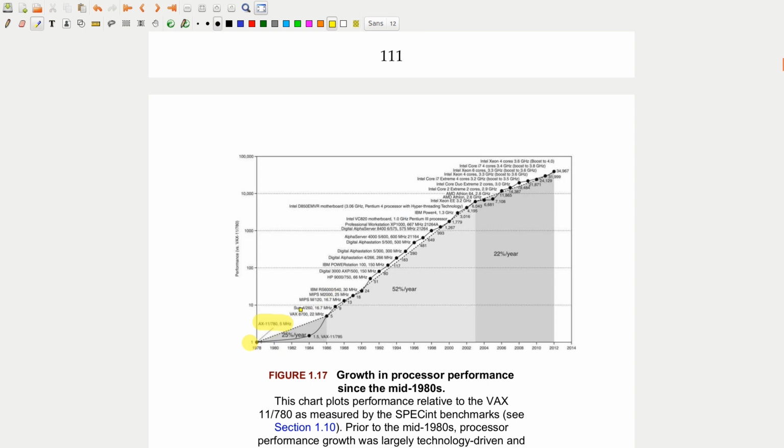And then we have, let's see, here we go, the IBM Power Station here. In this range, we're increasing by 52% performance per year. But we notice a disturbing trend in the 2000s. This is when Moore's Law started to fall off. Even though we get to the Xeon, back in 2012, boosted to 4 gigahertz, we're still only improving year over year by 22%.